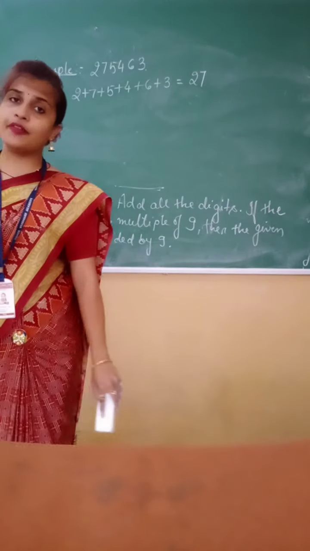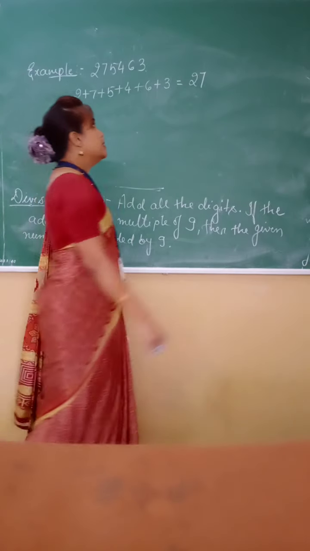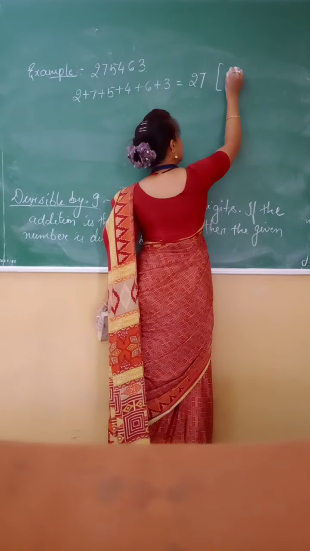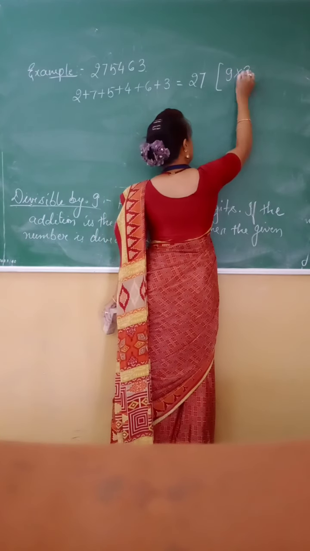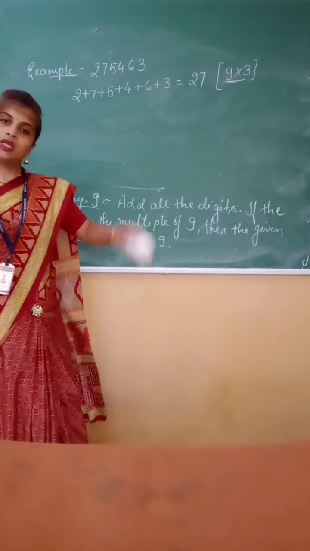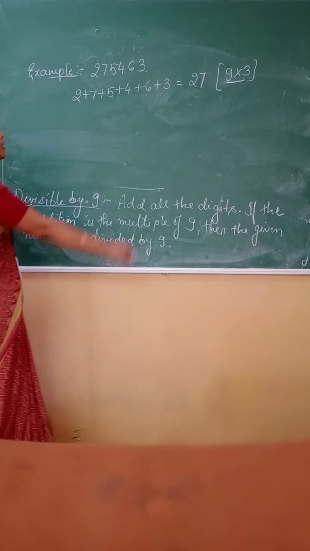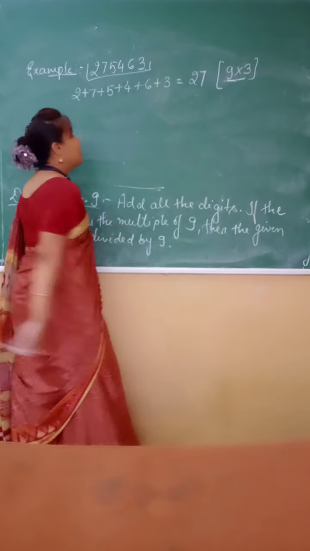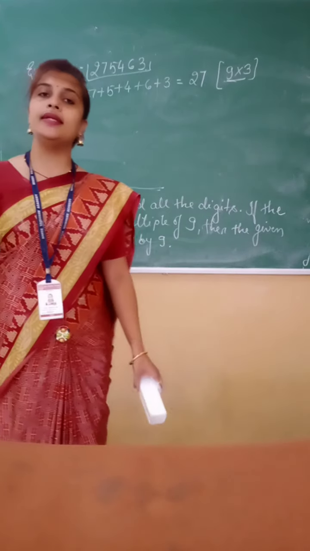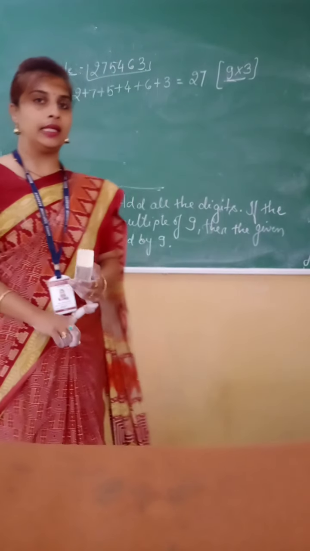Is 27 a multiple of 9? Yes, it is the multiple of 9, that is, 9 3s are 27. 27 is the multiple of 9. Therefore, the given number, that is 2, 7, 5, 4, 6, 3, will be divisible by 9.